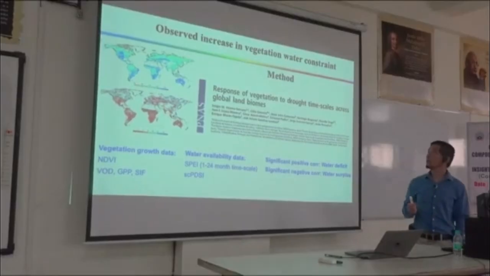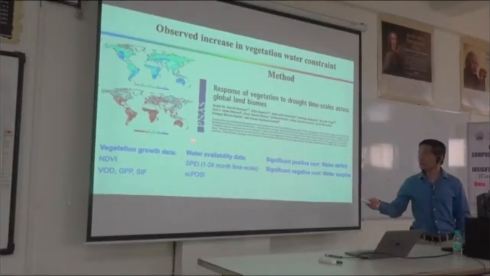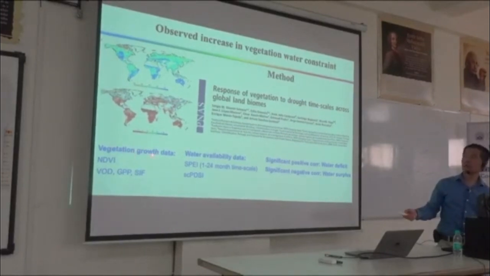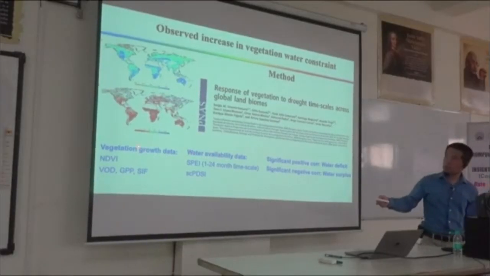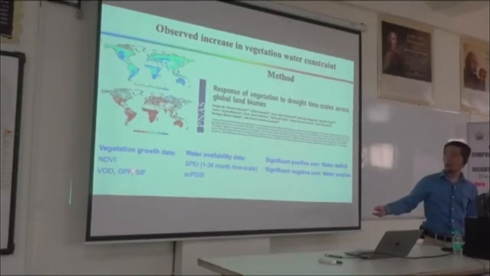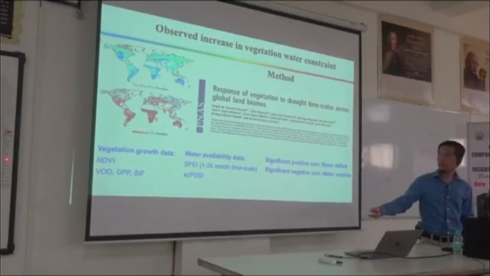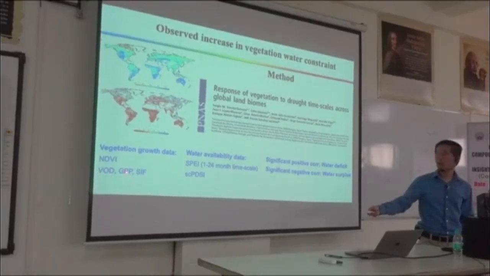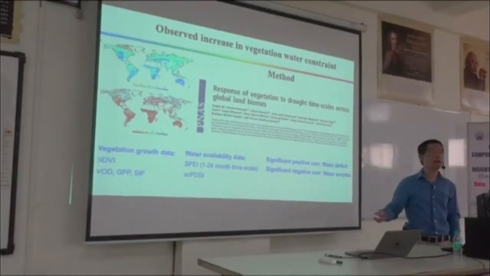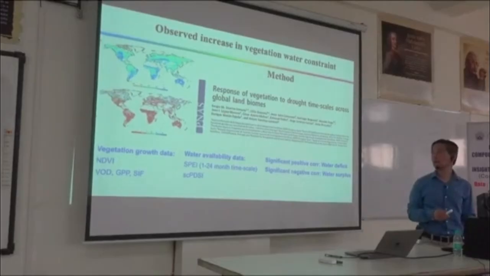So we basically borrow a method from this paper, right? We basically use a simple correlation between vegetation growth data and the water availability data. For vegetation growth, we can use multiple indices. We can commonly use NDVI, normalized difference vegetation index, or some newer product like vegetation optical depth (VOD), or GPP product from a satellite, or SIF product. Maybe some of you heard of that. But it's really just a satellite product to indicate vegetation productivity.